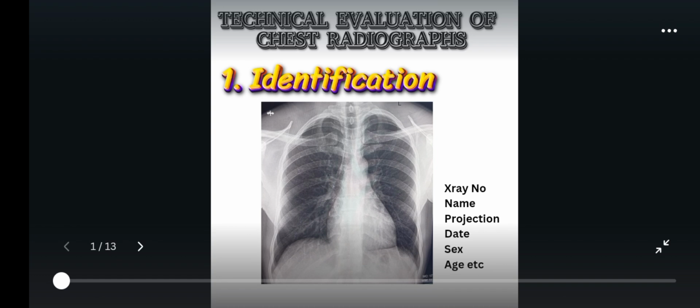We'll look at the technical evaluation of chest radiograph. Things we'll consider when we finish obtaining the radiograph, before we make a clinical diagnosis from the radiograph.